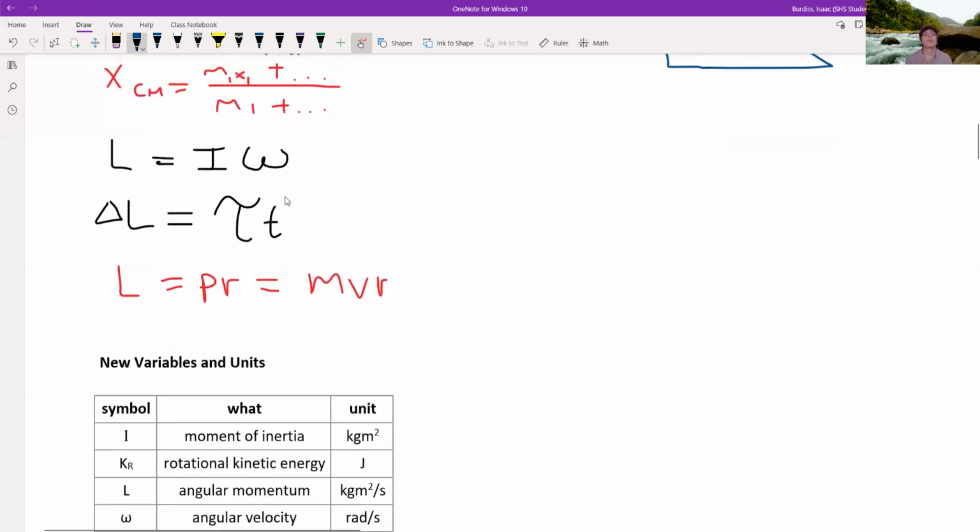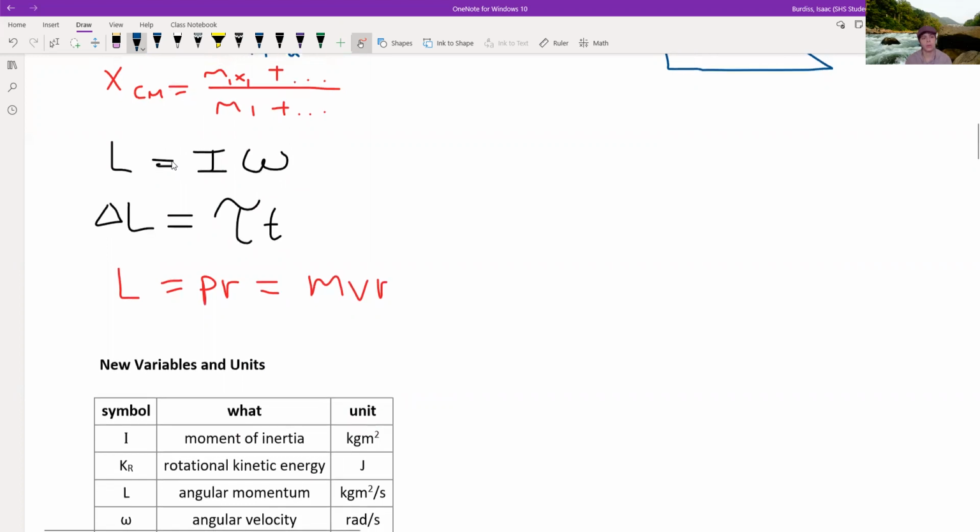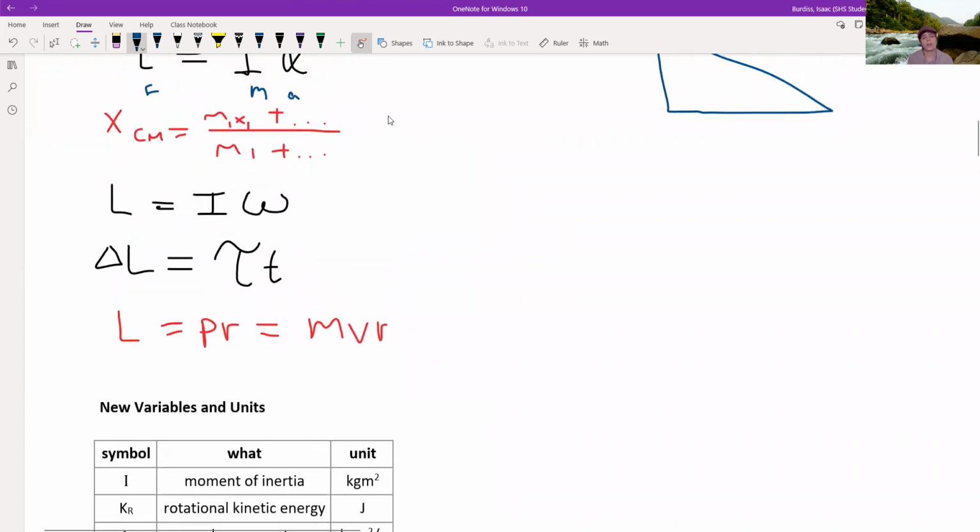Then we have the center of mass equation. That's not really used that much, but occasionally it is. You have a mass times a distance plus however many masses there are, divided by the sum of the masses. So, the sum of the masses times their distance divided by the sum of the masses. That's basically what it is.